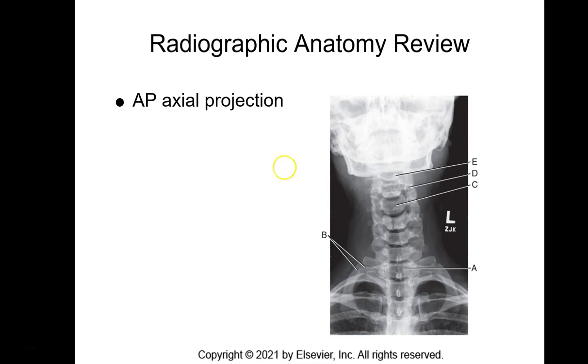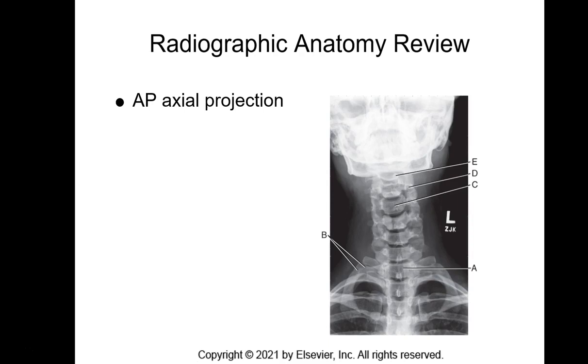So A is pointing to T1. Well, how do I know that? Because if you follow it, B is pointing to the first rib. So if there is a rib coming off of that vertebra, you know that that is a thoracic vertebra. So A is pointing to T1, which helps me count my cervical vertebrae: 7, 6, 5, 4, 3. So let's point to C. C is pointing to the fourth cervical vertebra, which we just identified.